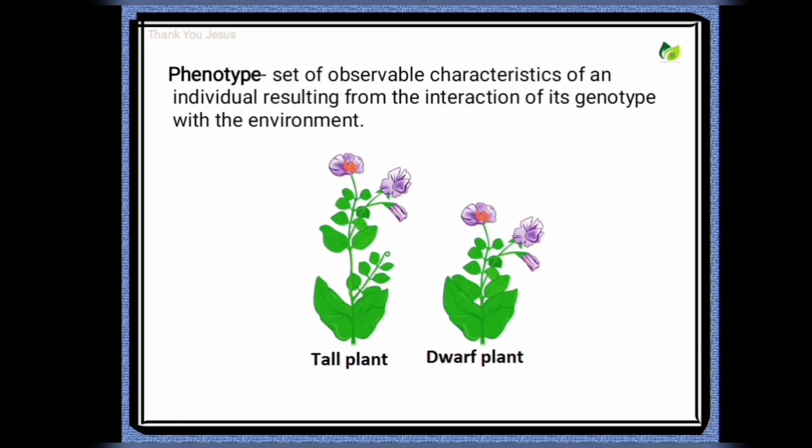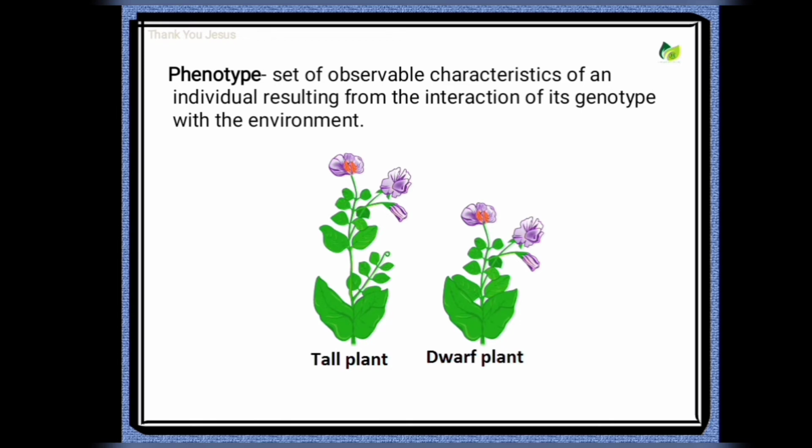Next one, phenotype. Phenotype is nothing but the set of observable characteristics of an organism resulting from the interaction of its genotype with the environment. Here you are seeing two diagrams of a pea plant. One is a tall plant, the second one is a dwarf plant. Simply, it is determined as the physical appearance of a trait. Physical appearance of a trait.